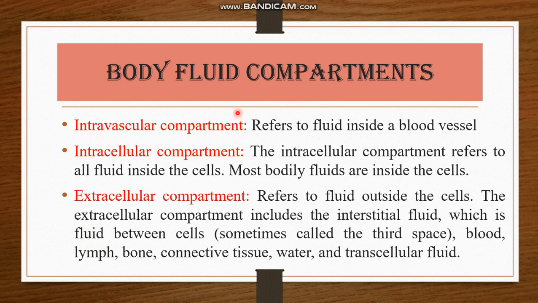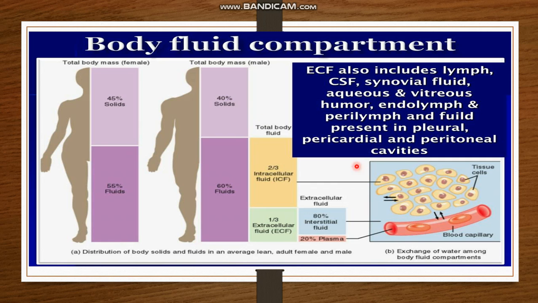Body fluid compartments, namely intravascular, intracellular, and extracellular. Intravascular: vascular means blood, that is fluid inside a blood vessel. Intracellular means fluid inside the cells. Most body fluids are inside the cells. The extracellular compartment refers to fluid outside the cells. It includes the interstitial fluid, which is fluid between the cells, blood, lymph, bone, connective tissue, water, and transcellular fluid. Intracellular contains two-thirds and extracellular contains one-third of the body water.